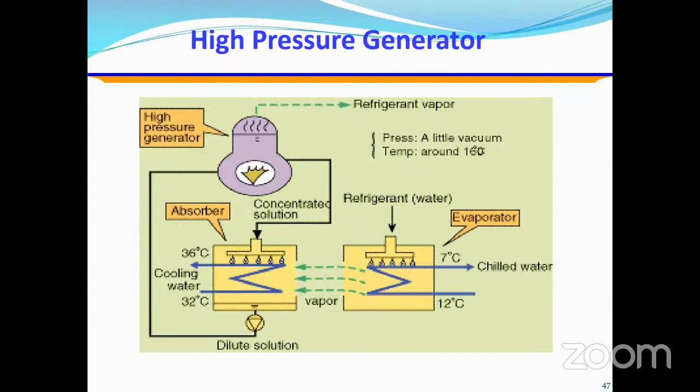Then the other side is the evaporator, where the water is the refrigerant. It cools the chilled water from 12 degrees to 7 degrees. On the other side, the absorber absorbs the heat, 36 degrees to 32 degrees. It is just like a condenser.